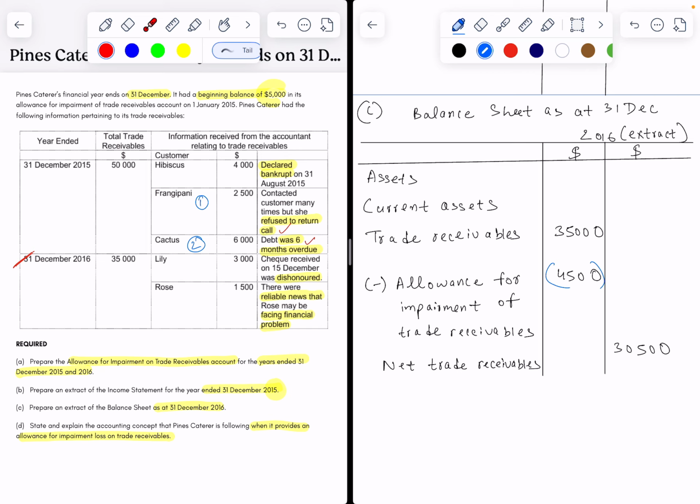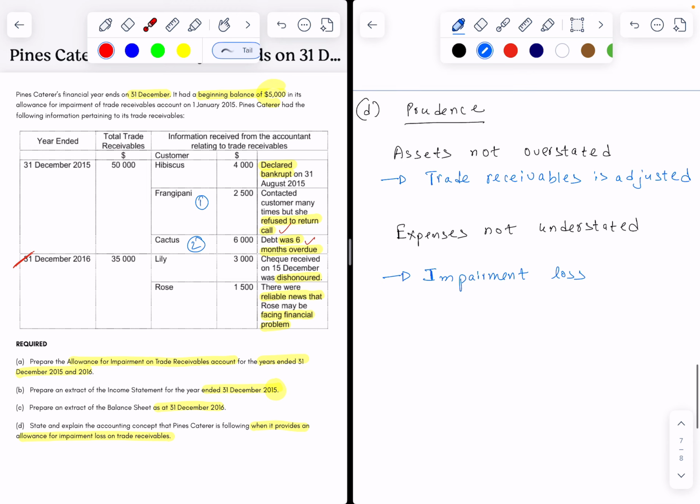All right, so the last part of the question. State and explain the accounting concept that Pines Caterer is following when it provides an allowance for impairment loss and trade receivables. In 99% of the cases, when you're dealing with a question like this, it's going to be prudence accounting theory, which we will use. What's the prudence accounting concept? The prudence accounting concept states that we should never overstate our assets and our profits, and we should never understate our liabilities and our expenses.